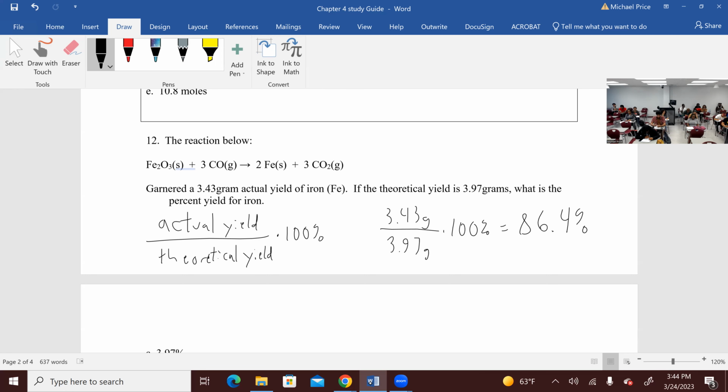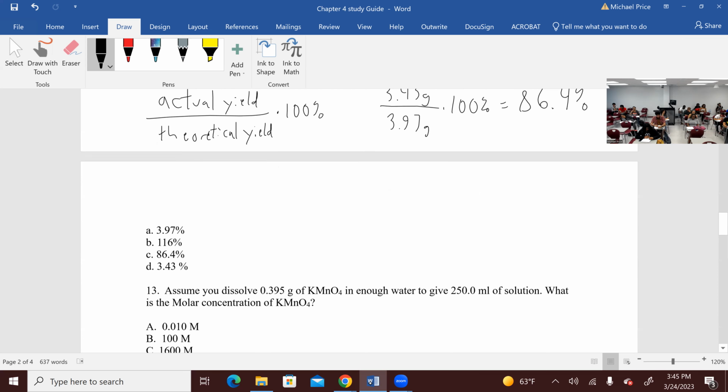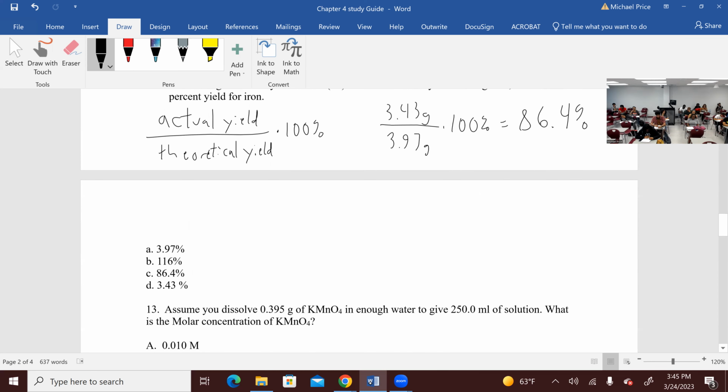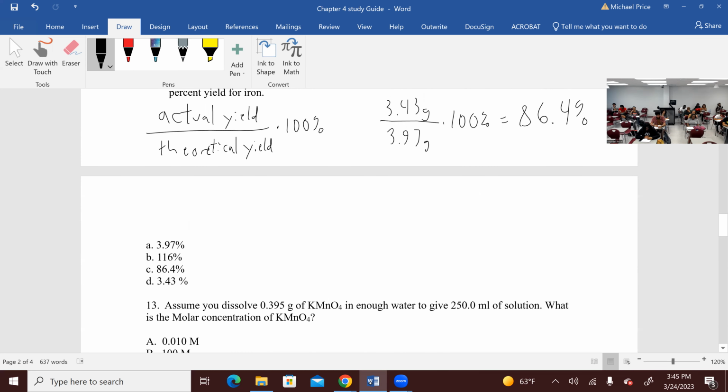Now, this particular reaction, you probably get quantitative yield. Anytime you say quantitative yield, that means you're getting 100% yield. There are no side reactions that are competing, so you're going to get all of the iron. But in organic chemistry, those are reactions where you have a lot of side reactions. So it's 86.4, and it's going to be C.